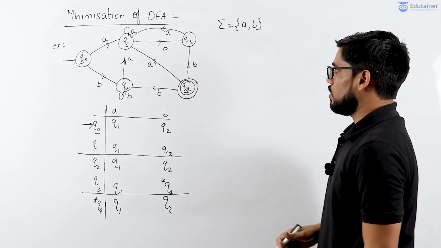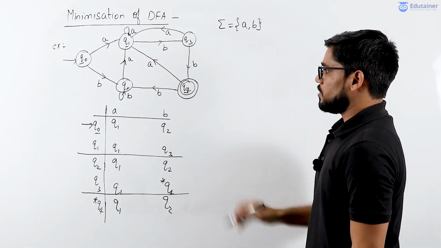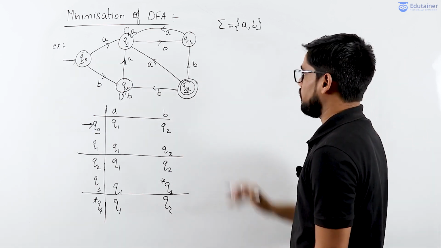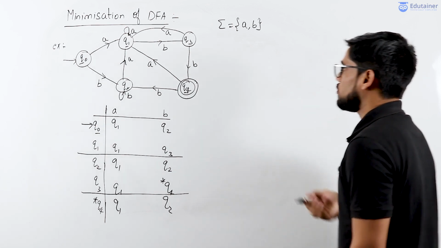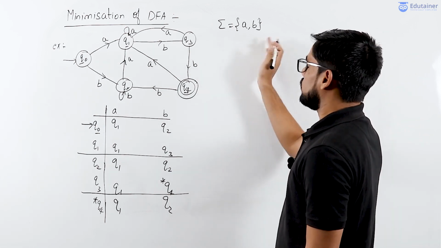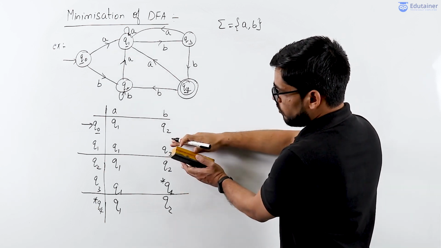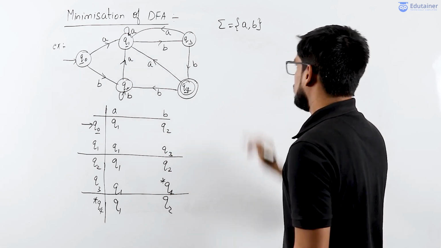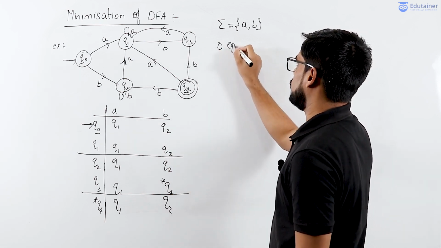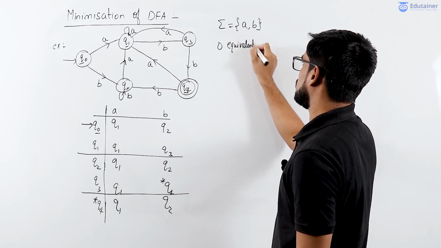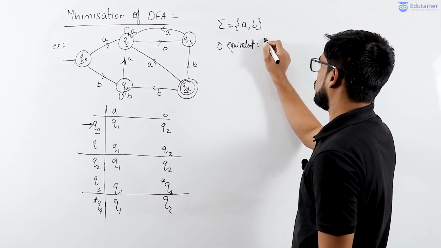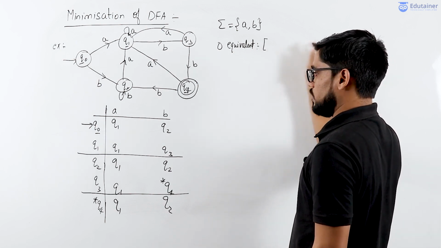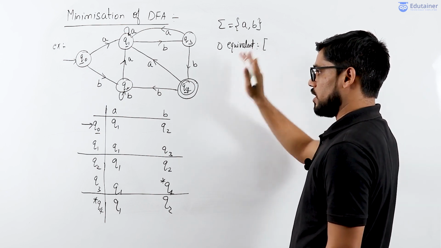Now the equivalence concept is used after you draw the transition table. So what is the equivalence set concept? First you will differentiate the final states from the non-final states. Always start with zero equivalence, and zero equivalence contains the final states together and the non-final states together.